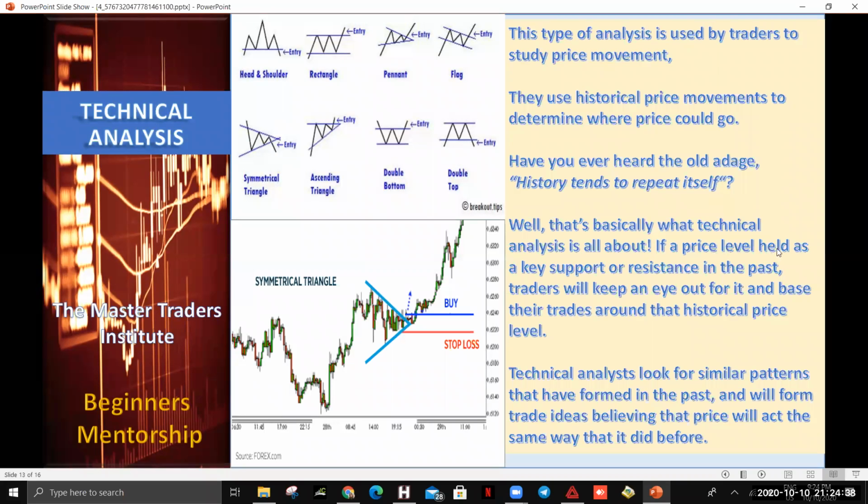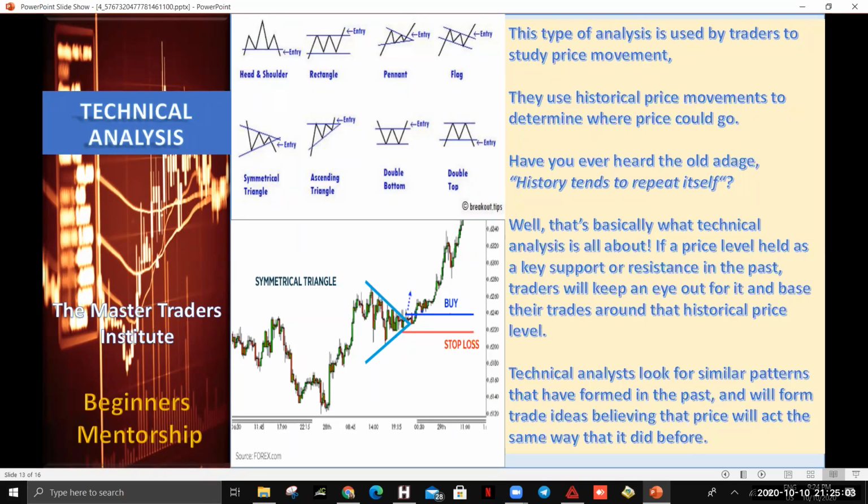If a price level held as a key support or resistance in the past, traders will keep an eye out for it and base their trade around the historical price level. Technical analysts look for similar patterns that have formed in the past and will form trade ideas, believing that price will act the same way that it did before.